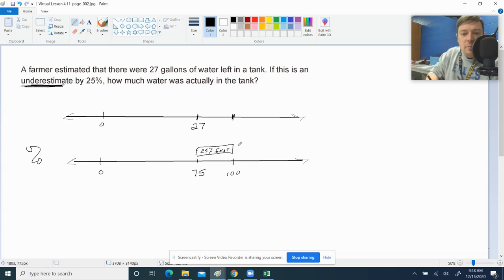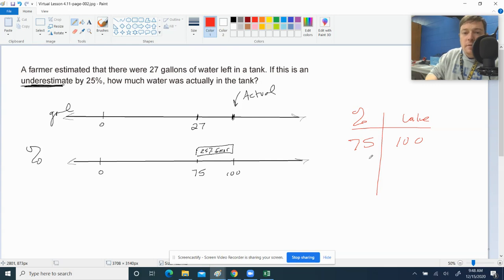So there's my setup. My double number line shows that I'm trying to find the actual amount that's in the tank, right? I want to know how many gallons are really in this tank if he was 25% below what it really was, right? So our table can help us with that. You could set up a table and do your percent versus your value in gallons, not galleons. We're not in Harry Potter world. 25% below is 75. So that's what we know. So that's really our starting point.